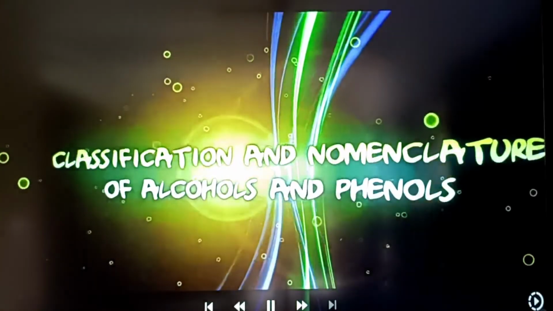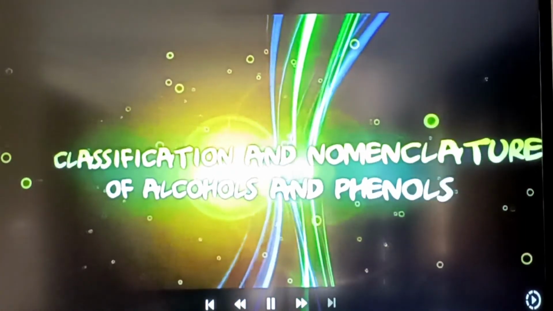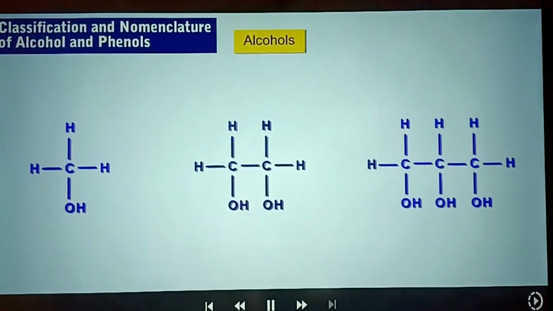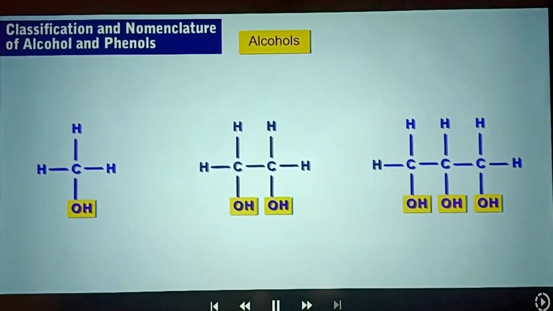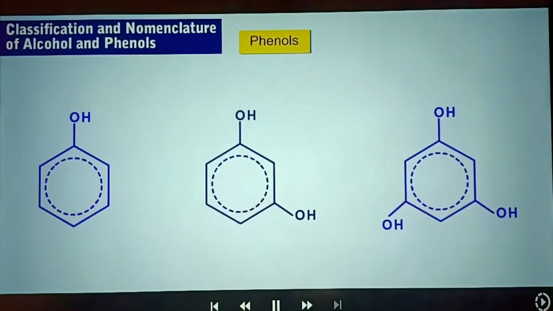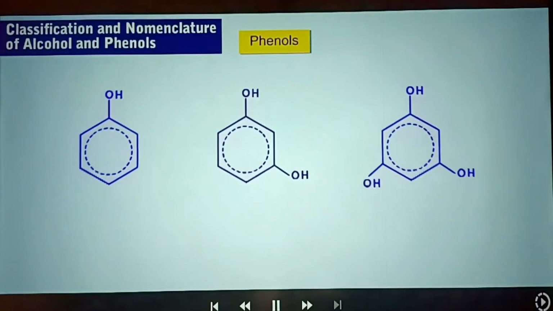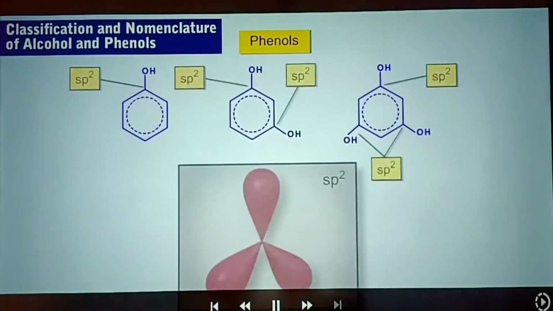In this module, we will be studying about classification and nomenclature of alcohols and phenols. Alcohols are organic molecules that contain one or more hydroxyl groups attached to the carbon atom or atoms as shown in the illustration. By contrast, phenols contain one or more hydroxyl groups attached to a carbon in an aromatic ring. In phenols, the carbon attached to the hydroxyl group is sp2 hybridized.